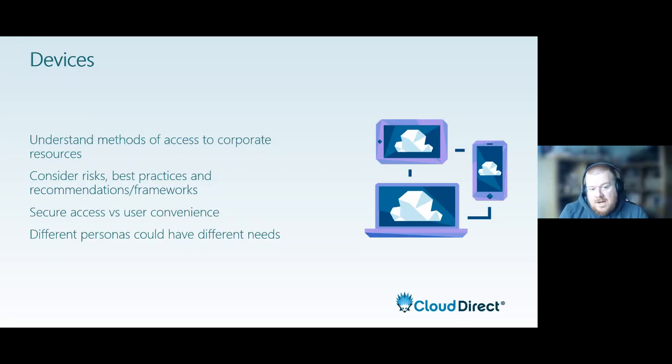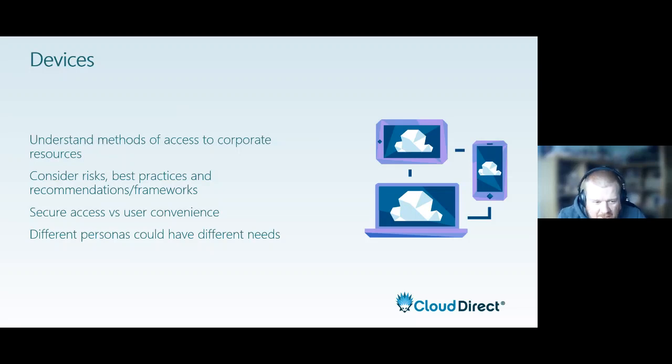Devices is an important thing, and we'll come into this in a lot more detail. So understanding how people are going to access corporate resources, whether that be BYOD, whether that be managed devices, we need to understand how we're allowing people to access things. Consider the risks, best practices and recommendations and frameworks. By this, we're talking about things along the lines of Cyber Essentials Plus, which can give us a lot of steer in how we want to manage those devices, how we want people to access corporate resources, and how we can set our security baselines to ensure that we're both operationally performant, but also secure and taking the right controls.